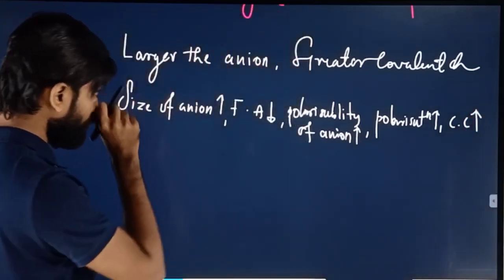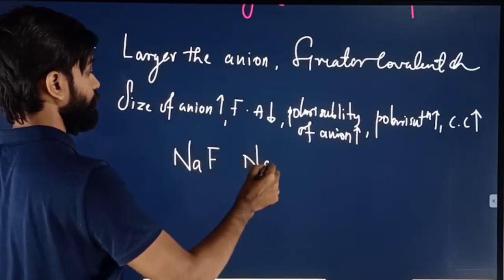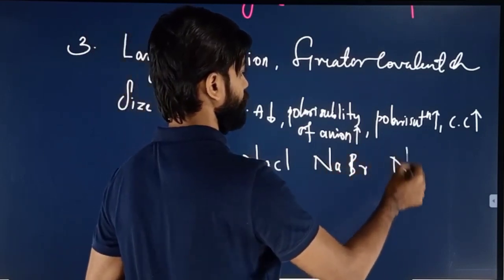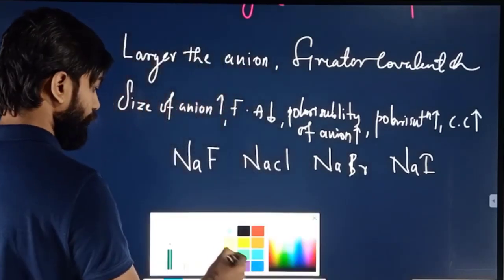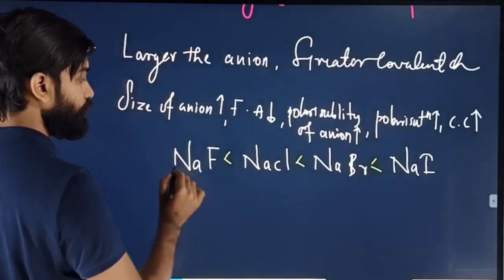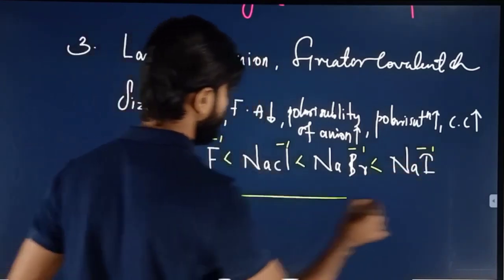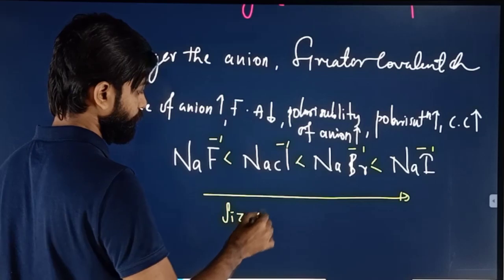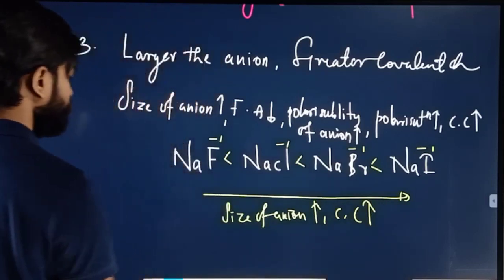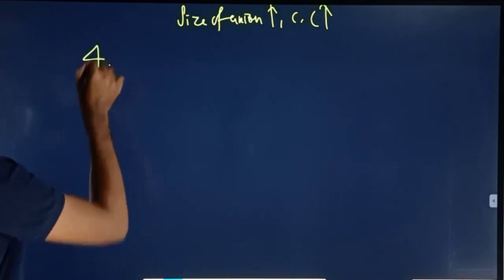So I'll give you an example. If I have NaF, NaCl, NaBr, NaI, what about the covalent character? This is the covalent character, because here the cations are the same, anions have the same charge, but the size of the anion increases from left to right. Automatically, as per Fajans' rule, covalent character increases. This is a necessary explanation.